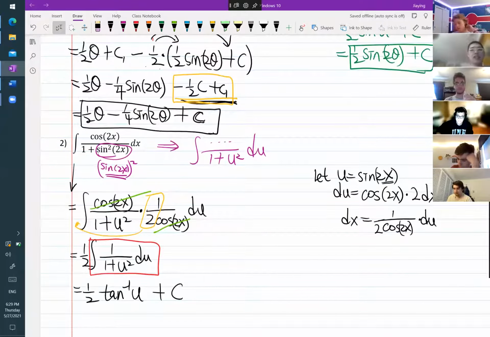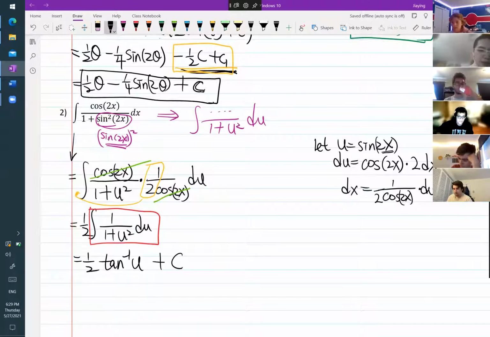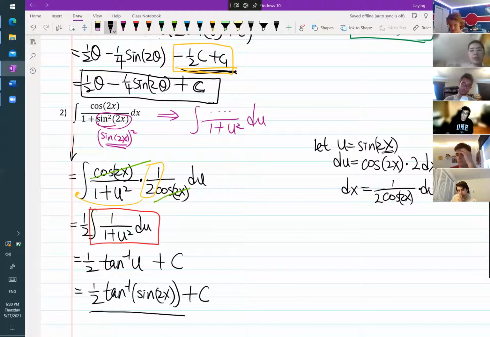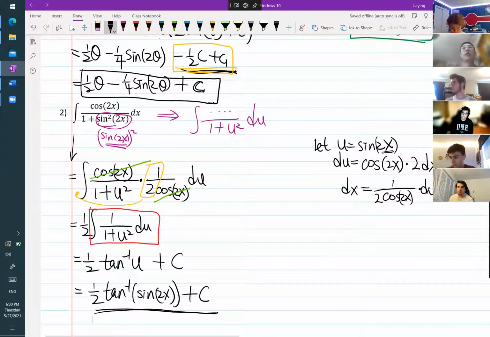And then the very last step, don't forget to substitute for the u. So we get 1/2 inverse tangent of u, and u is what we called sine 2x. So sine 2x is inside the inverse tangent, plus a constant c. Don't worry about simplifying at the end. This is perfectly acceptable. There's no need to go further to simplify. Any other questions?